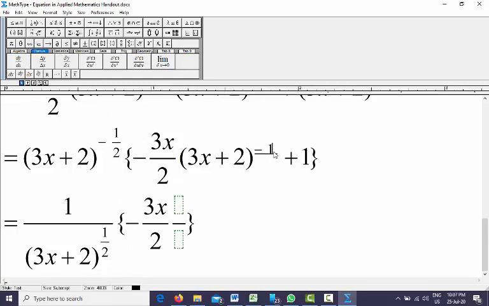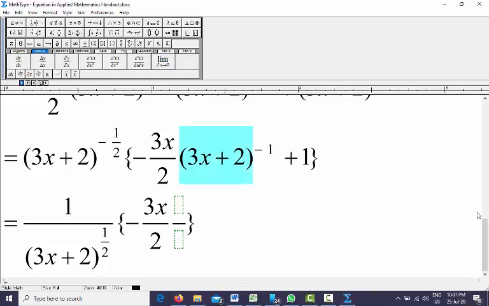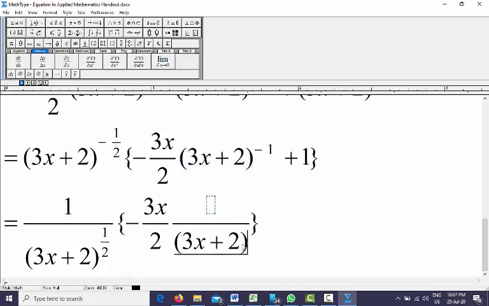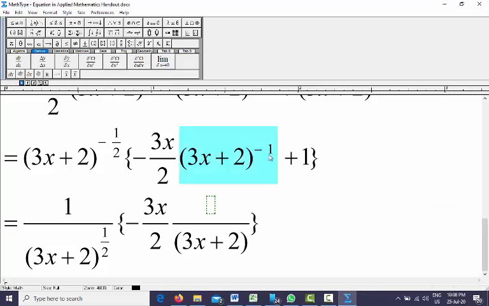If you want to remove this minus from the power, you need to move this one back to the denominator, which means in the denominator we will have 3x plus 2. So to remove the minus from the power, we move it back to the denominator without the minus in the power. So here you will have a power of 1.